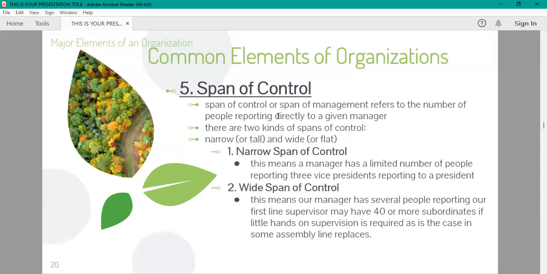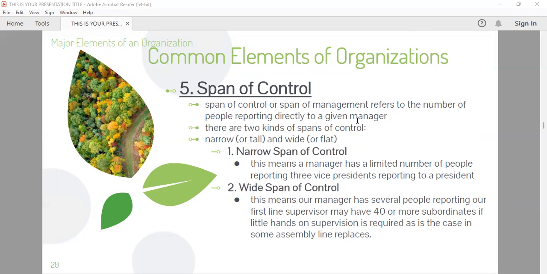So we also have span of control. Span of control, or span of management, refers to the number of people reporting directly to a given manager. So it's based on the number of people who report to you directly. You'll know how many are under you, and whether your span of control is large or small.